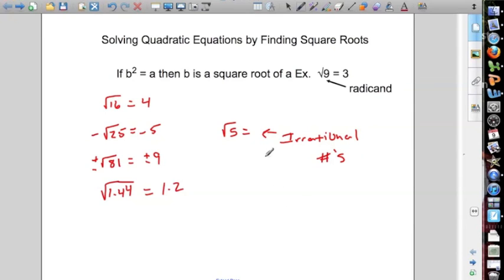And what you'll find is, if you do not have a perfect square, then the answer will always be an irrational number. It will go forever and it will not repeat. It's just like pi. Pi is an irrational number.